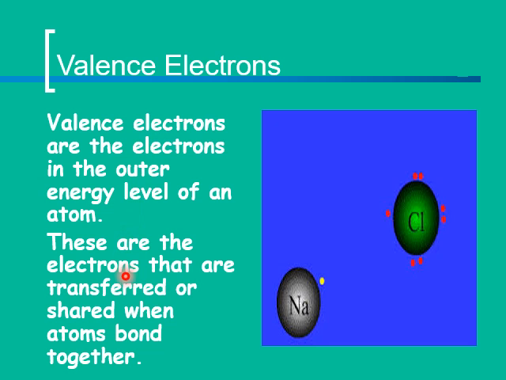Okay, and these electrons, these are the ones that are transferred or shared when they bond together. And another thing for me to tell you is that the valence electron count is also equal to the group number. So whatever group the element is in, that is how many valence electrons the element actually has.